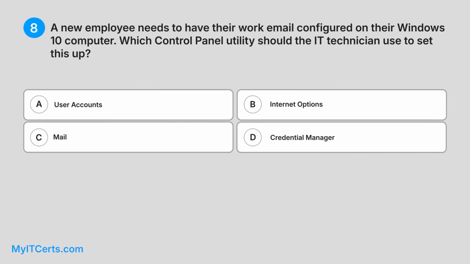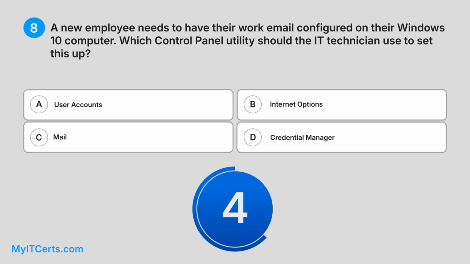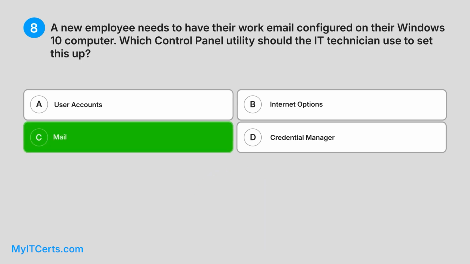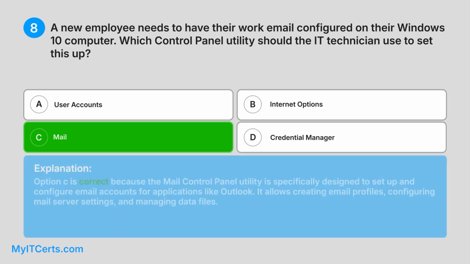8. A new employee needs to have their work email configured on their Windows 10 computer. Which Control Panel utility should the IT technician use to set this up? A. User Accounts. B. Internet Options. C. Mail. D. Credential Manager. Can you guess the answer? Correct answer: C. Mail.